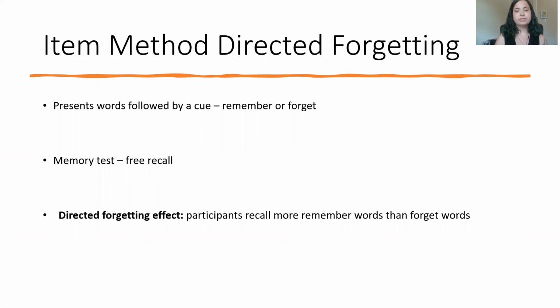So doing this, we present words one at a time to participants, and each word is immediately followed by a cue to either remember or forget that previous word. We measure this using a memory test, usually free recall, which means that we ask participants to write down any and all words they could remember from the previous directed forgetting task in whatever order they want to, and also regardless of whether they were supposed to remember or forget that word. The typical directed forgetting effect that we see is that participants recall more remember words than forget words.